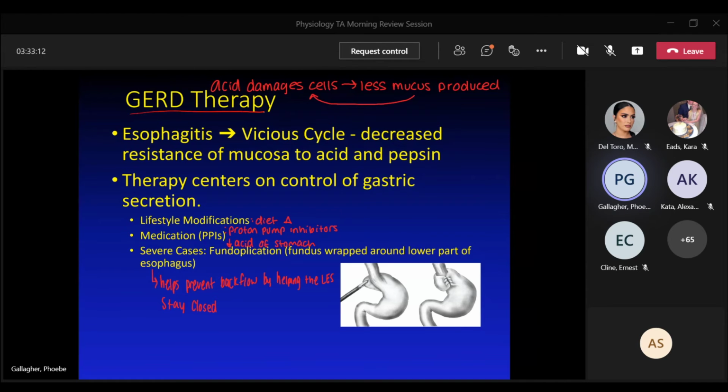So GERD therapy, you should have a general understanding of this. GERD is going to lead to esophagitis because you have acid reflux, and that acid is going to corrode your esophageal tissue. Because your esophageal tissue does have some mucus secretion to protect it, when you destroy that tissue, you destroy the cells that make the mucus. And that makes it even worse because now you have even less protection to the acid and the pepsin, and that further destroys your esophagus.